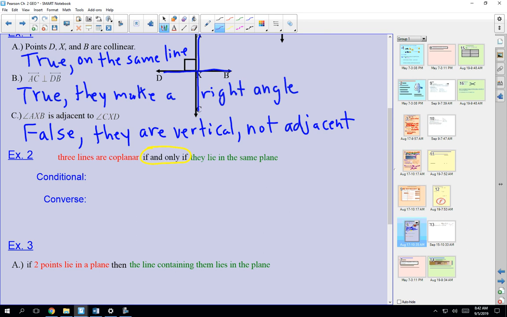But we can still write this as a conditional. So here's what it looks like. We just start with an if out in the beginning. If 3 lines are coplanar. If 3 lines are coplanar. I'm okay with you using numbers instead of words, whenever you can. If 3 lines are coplanar, then they lie in the same plane.